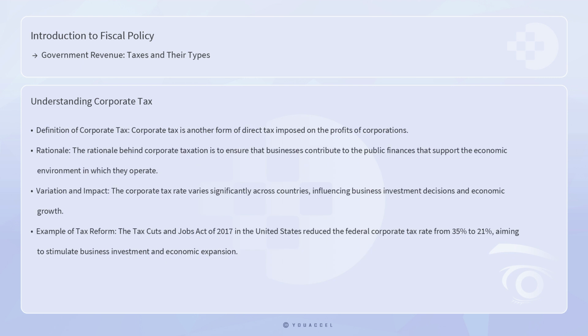Corporate tax is another form of direct tax imposed on the profits of corporations. The rationale behind corporate taxation is to ensure that businesses contribute to the public finances that support the economic environment in which they operate. The corporate tax rate varies significantly across countries, influencing business investment decisions and economic growth. For instance, the Tax Cuts and Jobs Act of 2017 in the United States reduced the federal corporate tax rate from 35% to 21%, aiming to stimulate business investment and economic expansion.